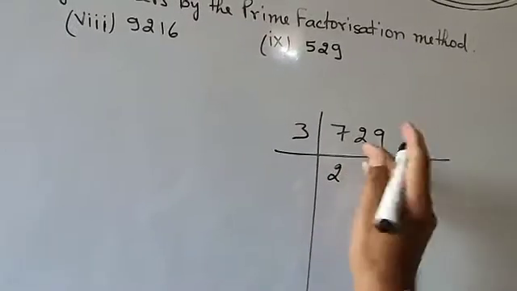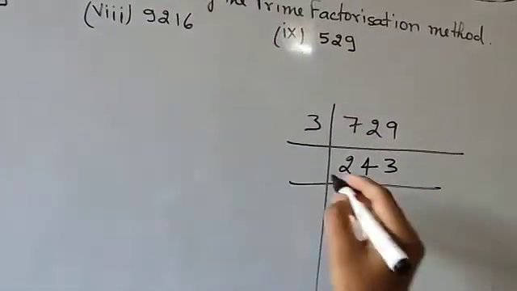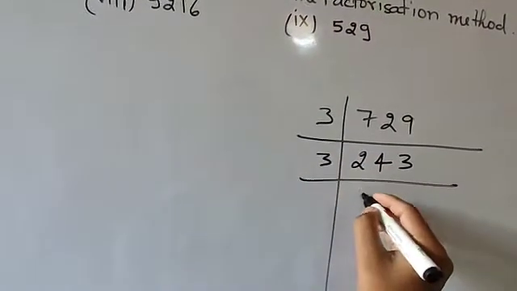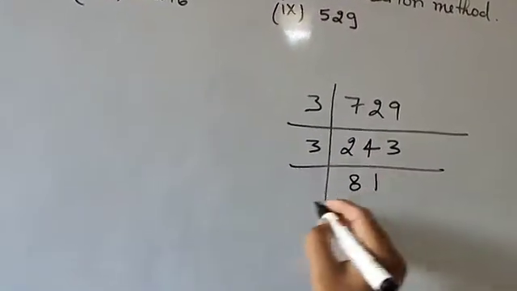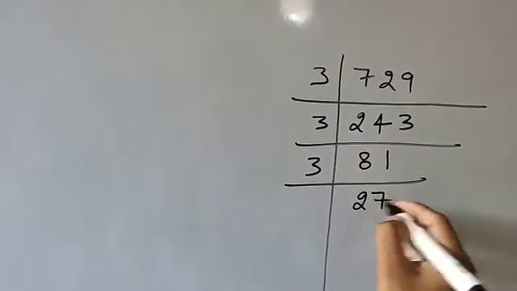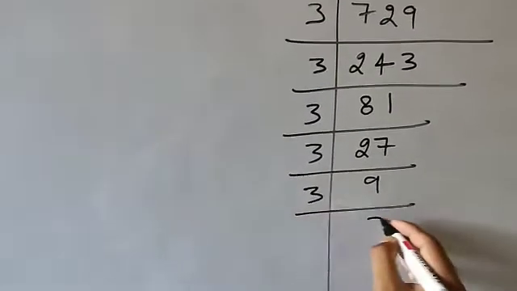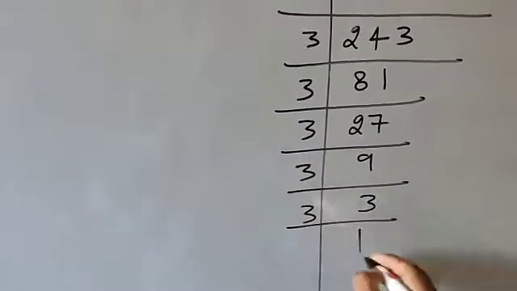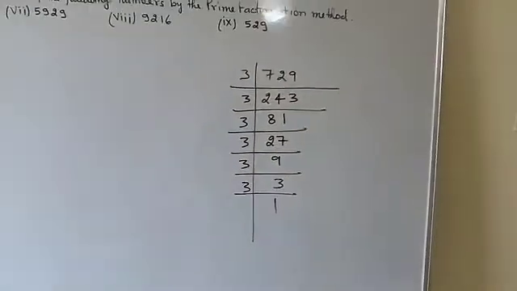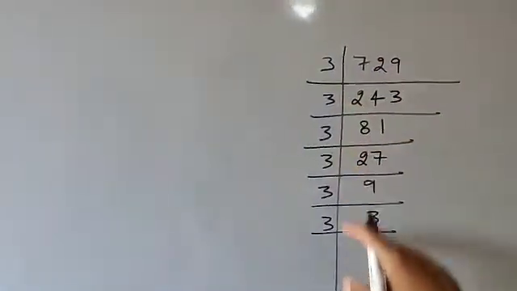3 2s are 6, 3 4s are 12, 3 3s are 9. Again it is divisible by 3. 3 8s are 24, 3 1s are 3. Then 3 2s are 6, 3 7s are 21. Then 3 9s are 27, 3 3s are 9, and 3 1s are 3. All of you are familiar with this method to find the prime factors. So here I have found the prime factors of 729.